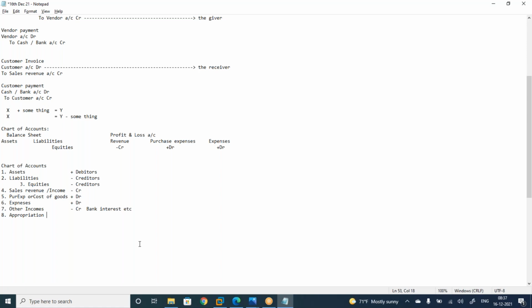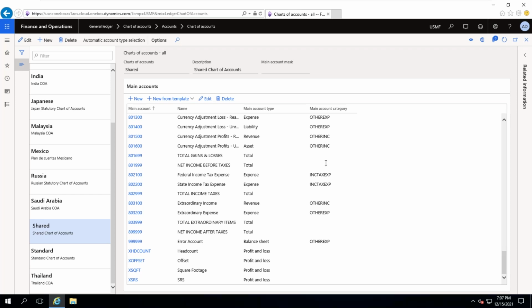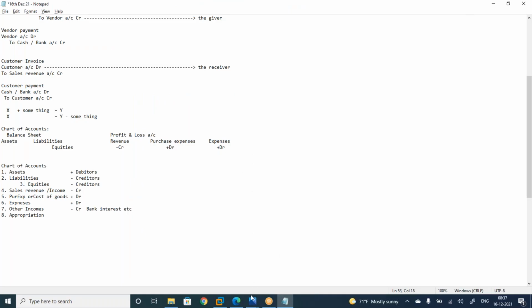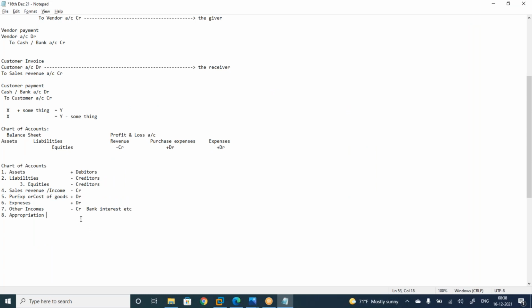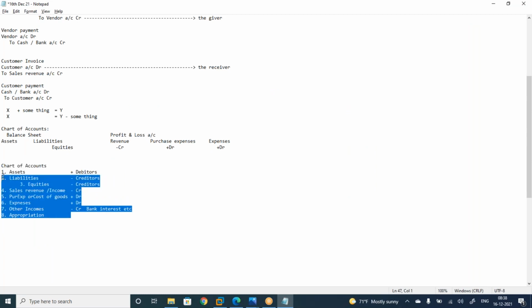If you take a license, it will be blank. You need to collect the numbers from the customer. The client will give you the numbers, and you need to import or upload the data. So the client will provide the data. Okay, that means the chart of accounts will be blank. Yes, exactly. It is blank. You need to create it as per the client requirement.